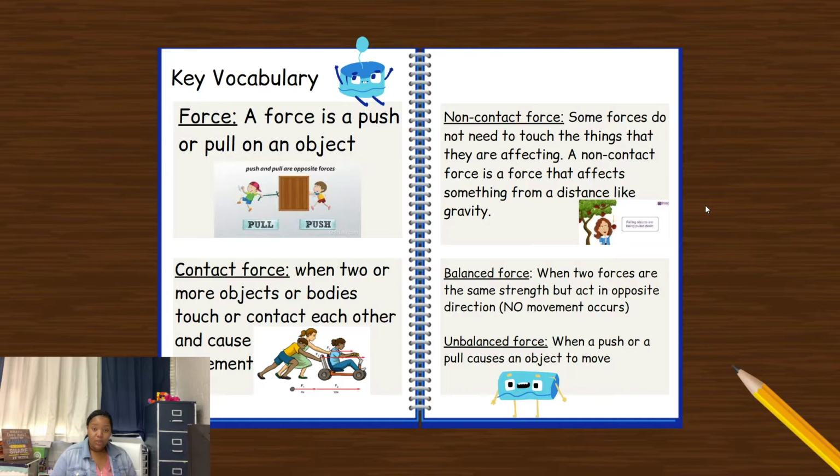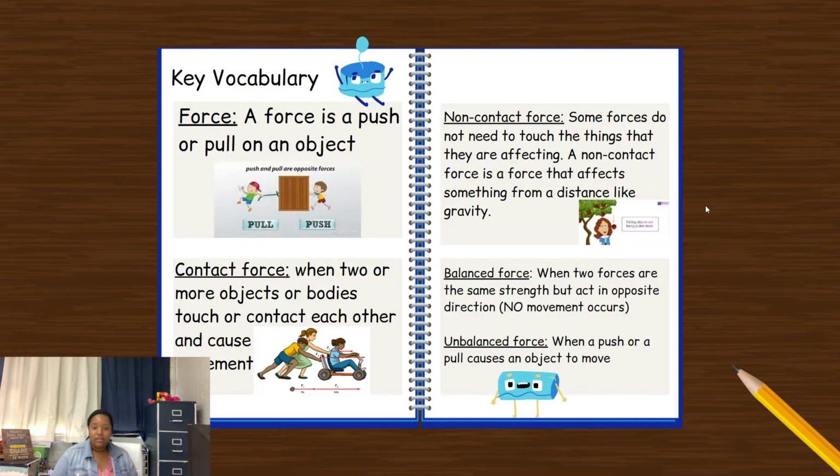So our first word is force. After all, we're talking about the different types of forces. So we have to know what a force is. So simply put, a force is a push or a pull on an object. So when you pull a door open or when you push a door closed, you're applying a force and causing that object to move.